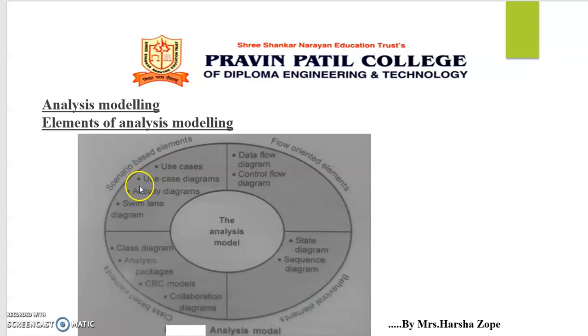Use cases, activity diagram, swim lane diagram: these are the scenario based elements. Flow oriented elements are the data flow diagram and control flow diagram. State diagram, sequence diagram are the behavioral elements of the analysis model. Then class-based elements are class diagram, analysis packages, CRC models, collaboration diagram; these are the class-based elements.